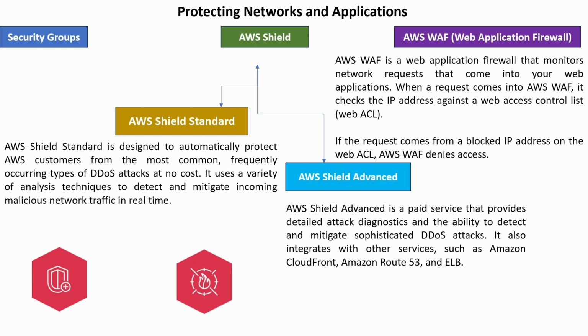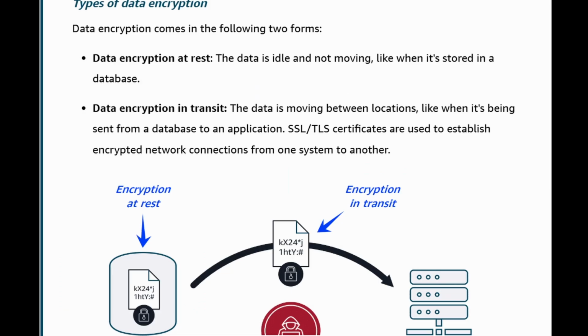As you already know, to keep data private, we use encryption, which turns readable data into a secret code that requires a key to unlock. Data encryption comes in two forms, that is encryption in transit and encryption at rest. Encryption in transit protects the data while it's moving across the internet. We use TLS certificates managed by AWS Certificate Manager.